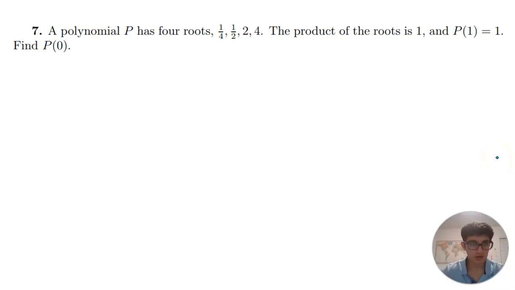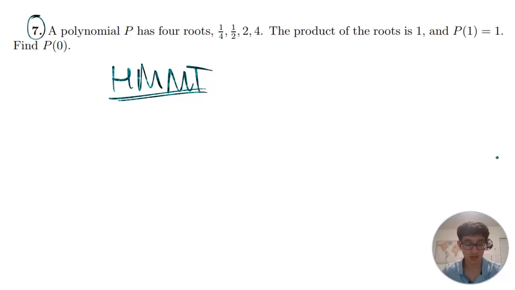All right, welcome back to this video. We've got a polynomial p with 4 roots. This is from the HMMT, by the way, I should say. And it's question 7, so it's pretty deep inside the test. It's like mostly there. So it's a pretty challenging question, but let's try it anyway.